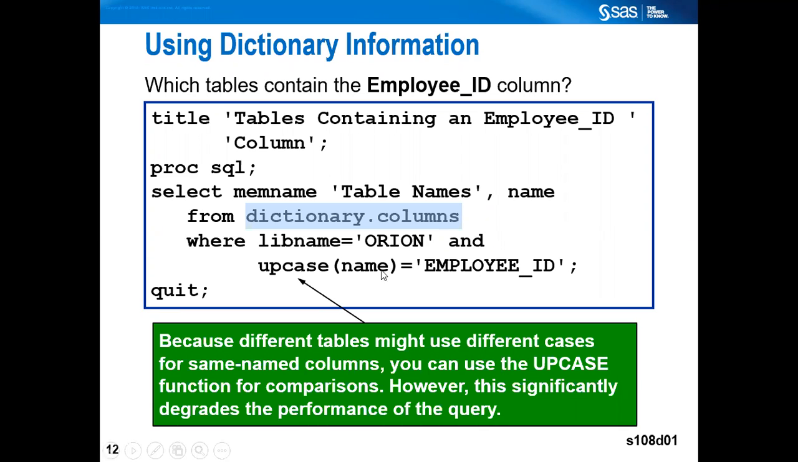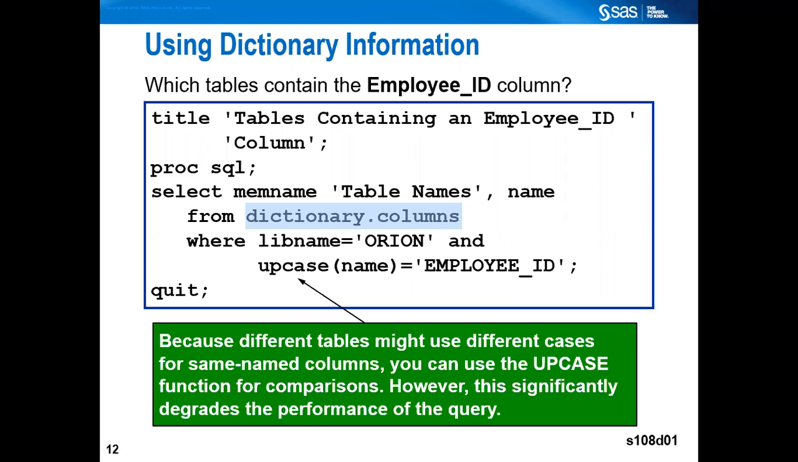Now see, you are writing name here, but you are using this upcase keyword. Why? Because different tables might use different case for same named columns like this. You can use upcase function for comparisons. However, this significantly degrades the performance of the query. Why? Because though you are writing upcase, it is extra information on your pass through or your query.